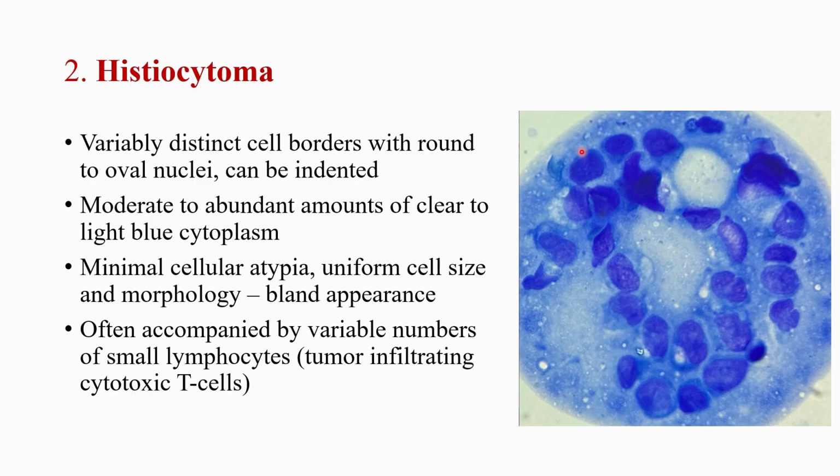Overall, histiocytomas exhibit minimal cellular atypia with uniform cell size and a very bland, consistent morphology, features that help distinguish them from malignant round cell tumors. A characteristic finding is the presence of small lymphocytes infiltrating the sample. These represent tumor-infiltrating cytotoxic T cells, a hallmark of the immune response that often leads to spontaneous regression of these lesions.